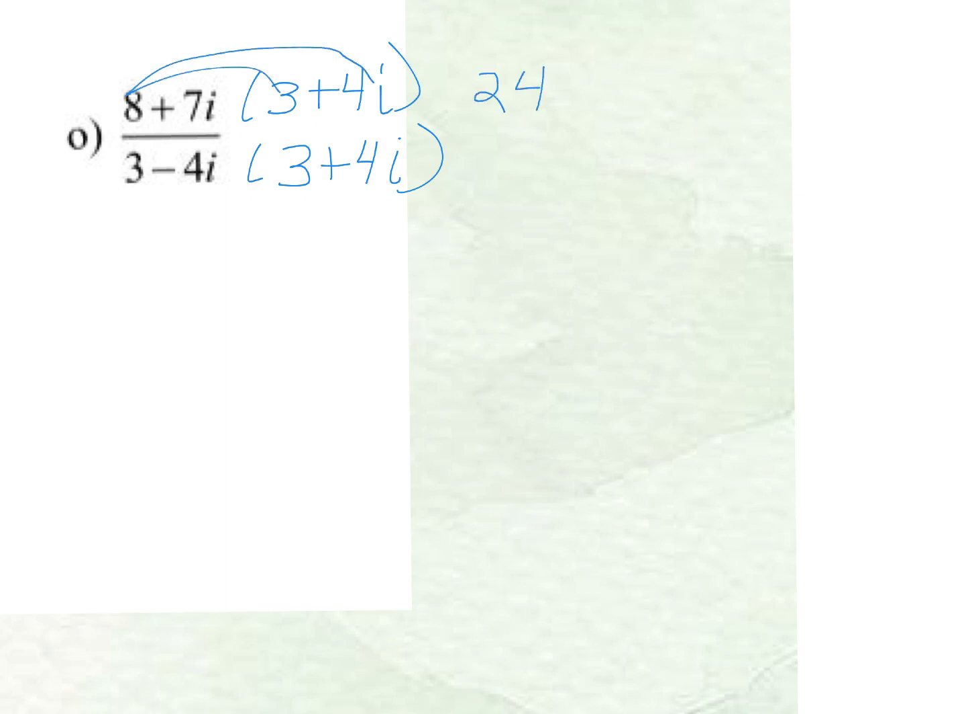Alright, so we're going to start by multiplying the top and the bottom by the conjugate. So 3 minus 4i, the conjugate is going to be 3 plus 4i. And when we're multiplying the top, we have to do the whole entire FOIL. So 8 times 3 is going to give us 24. Our last terms are going to give us a positive 32i.